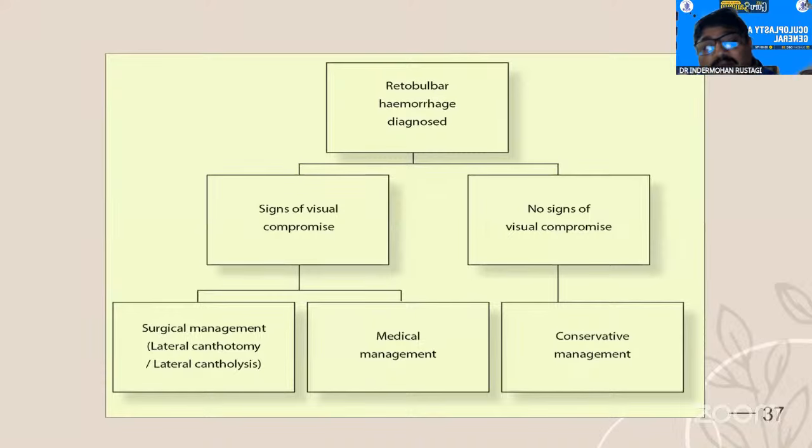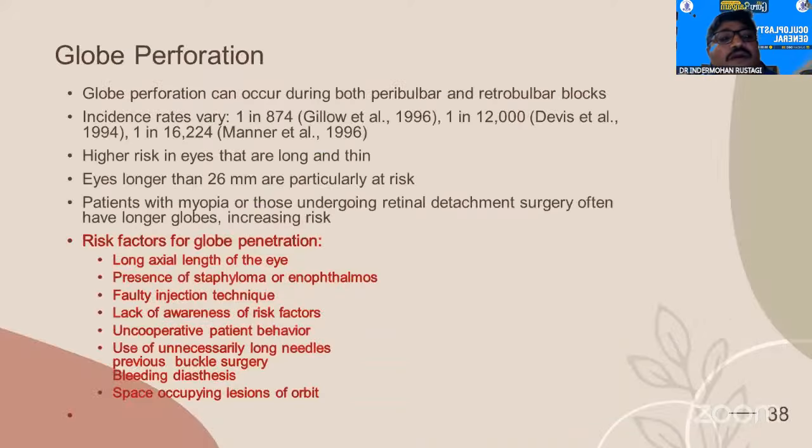So once retrobulbar hemorrhage is diagnosed, check whether there are signs of visual compromise or no signs of visual compromise. If there are no signs, then we can go for conservative management. If there is visual compromise, a lateral canthotomy is to be done, and medical management is to be started immediately. Another important complication is globe perforation.